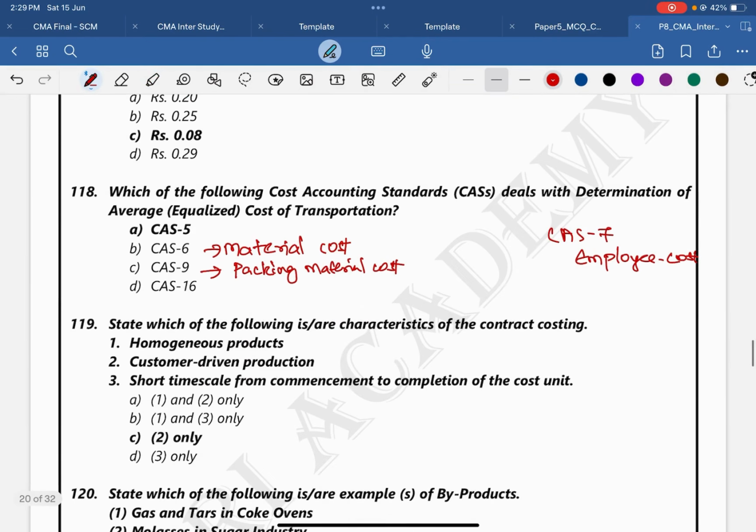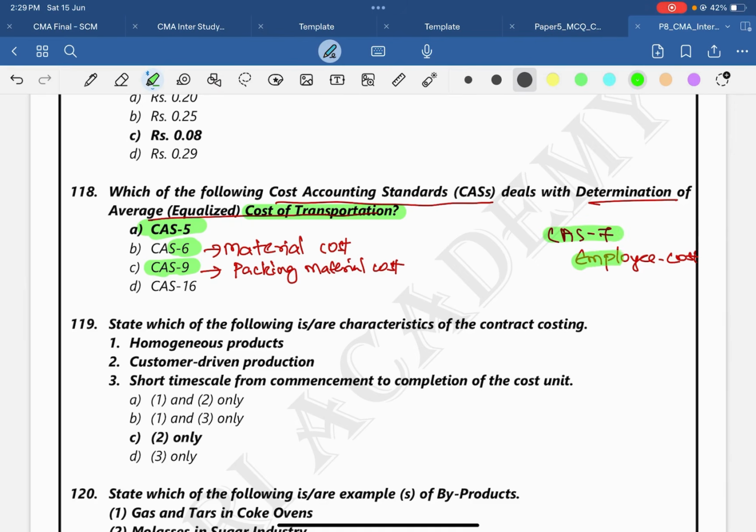Next, we'll move on to question number 118. Which one of the following is a cost accounting standard that deals with determination of equalized cost of transportation? Always remember, equalized cost of transportation is in CAS 5. CAS 6 is for material. CAS 9 is for packing material. Keep it as a revision.